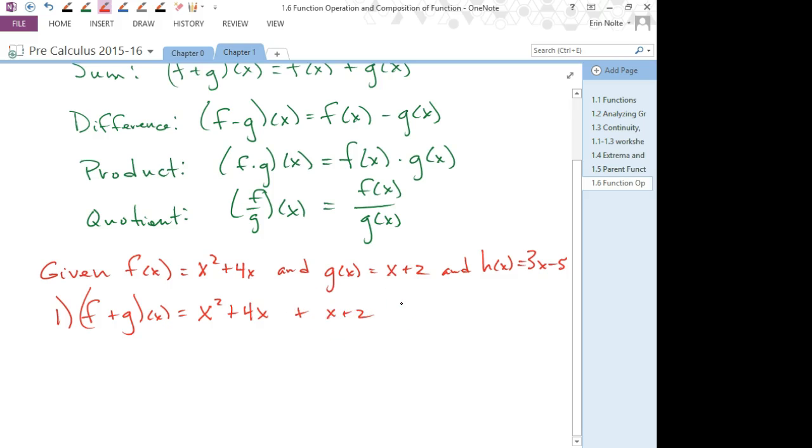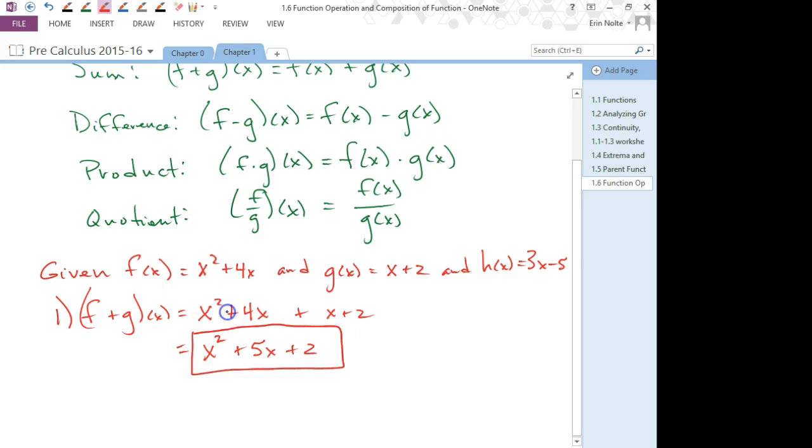So would I leave it like that? No, I should probably combine my like terms. So I have x terms that I can combine, so how many x's? 5 x's? 2. Plus 2. Okay, at that point, I am all done.